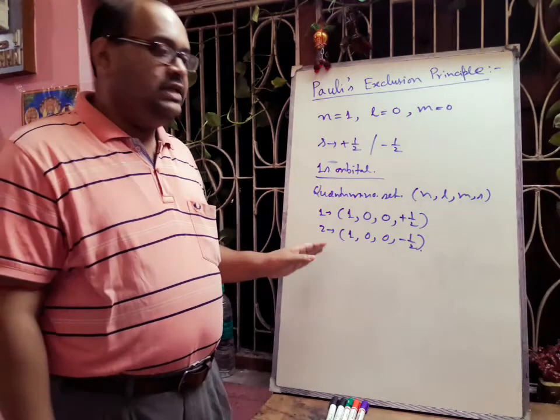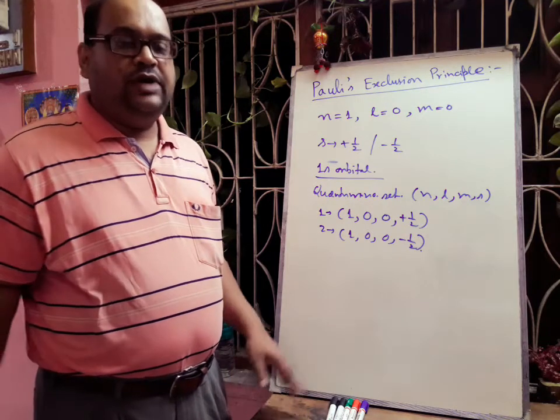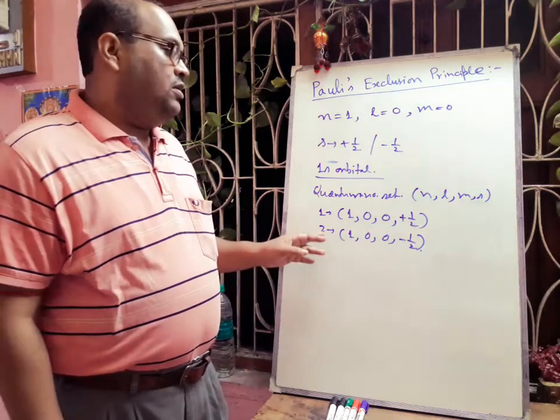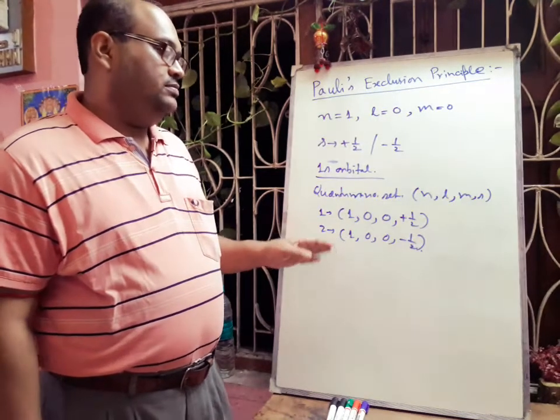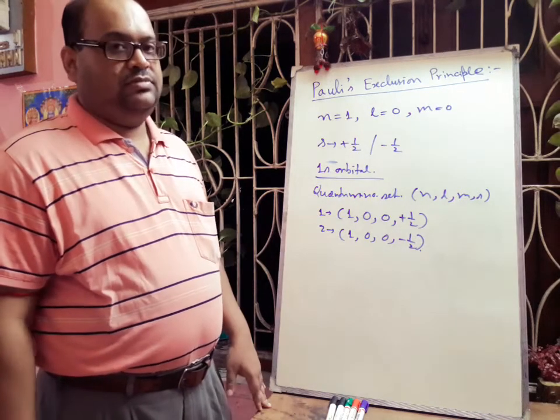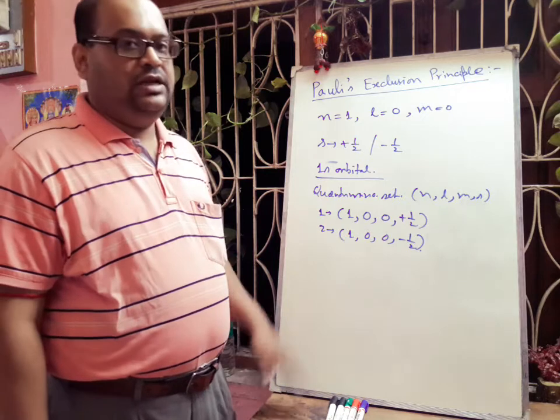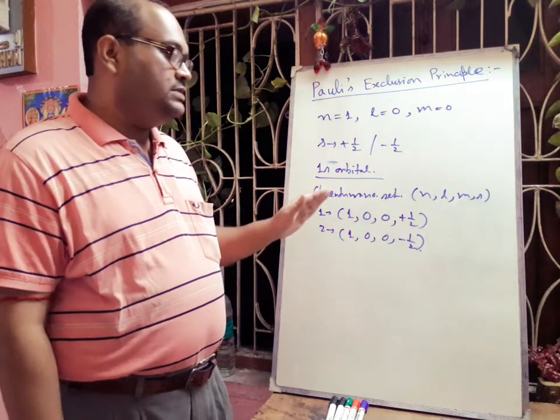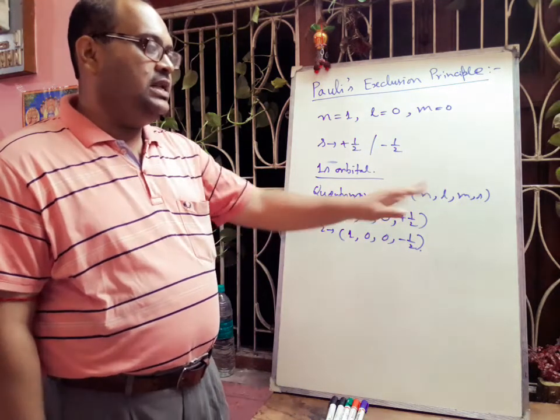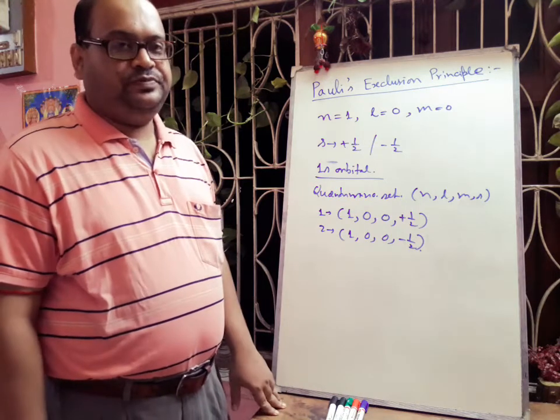So from here you can easily understand that no 2 electrons in an atom can have all four quantum numbers the same. So definitely for each electron in a particular atom, the quantum number set, that is N, L, M, S, will be different.